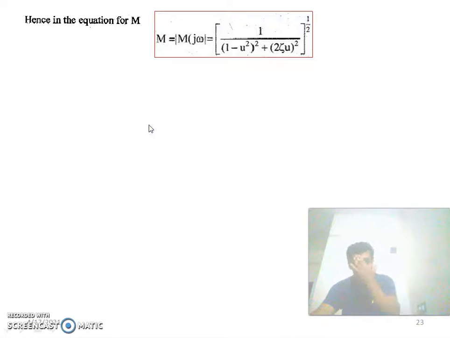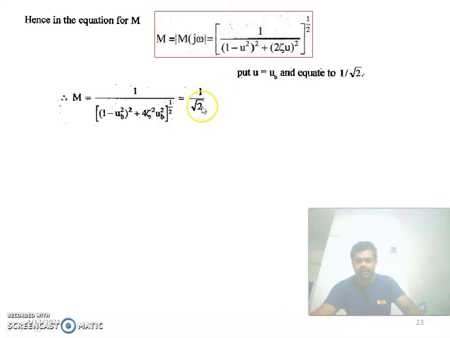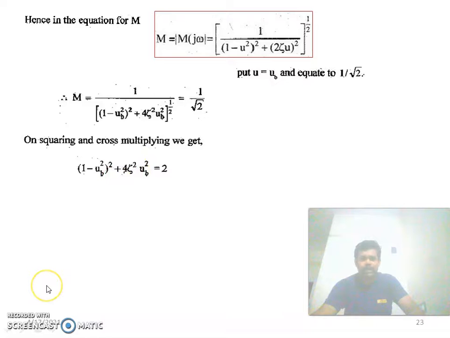So we are already having the expression for M. So in that M, you are substituting u is equal to ub, and we are equating it to 1 by root 2. Then we are squaring both sides. So when you are squaring both sides, this square root will go, and when we are cross multiplying, you will be getting 1 minus ub square the whole square plus 4 zeta square ub square is equal to 2.